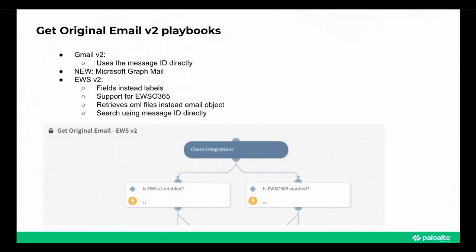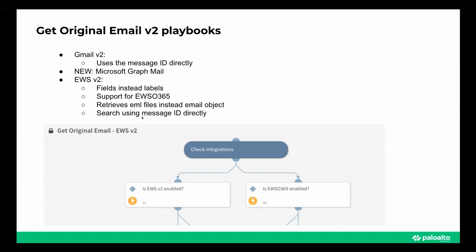The changes we made for the Get Original Email playbooks. So first of all, we created a new playbook called Microsoft Graph Mail. As I said earlier, you can now retrieve emails using the Microsoft Graph Mail integration. Also for Gmail, we created a V2, which now uses the message ID directly. And also for AWS V2, we are now using the message ID directly. This actually helped to improve the performance of the playbook because it uses fewer searches on the users' mailboxes in order to retrieve the email.